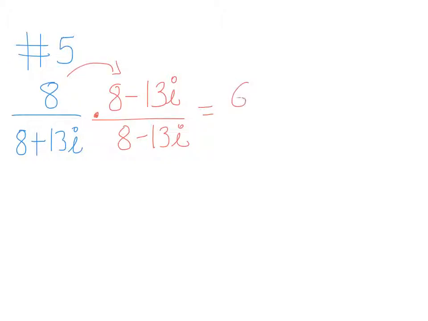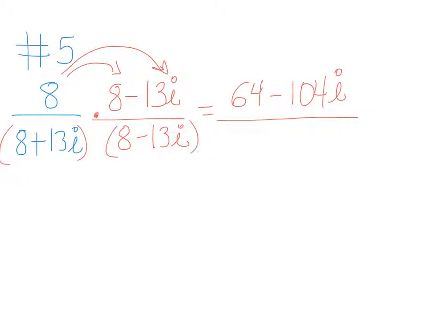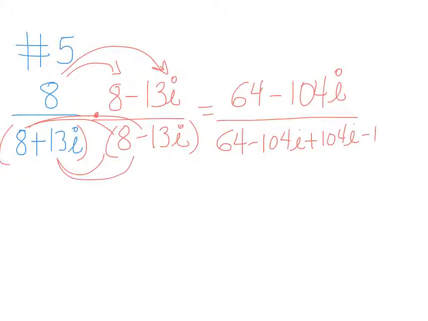8 times 8 is 64. 8 times negative 13i, that would be negative 104i. The bottom is like having binomials, so you use the FOIL method. 8 times 8 is 64. Outer, minus 104i. Inner, plus 104i. And last, minus 169i squared.